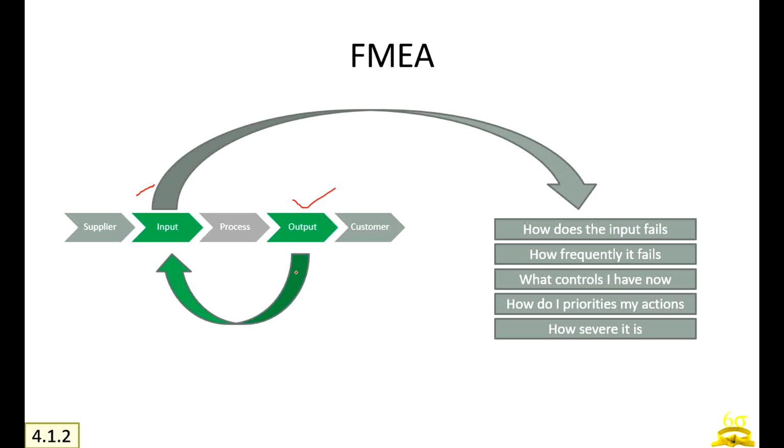So what we do in FMEA, to summarize, is identify in what way an input can fail, right? How does the input fail? Then we identify how frequently it is failing. Do I have any controls or not, current process controls? And once you have so many controls, how do you prioritize them? That is severity. So this is a brief of FMEA, what the tool is. Fundamentally we have to identify the failure modes for an input, right?